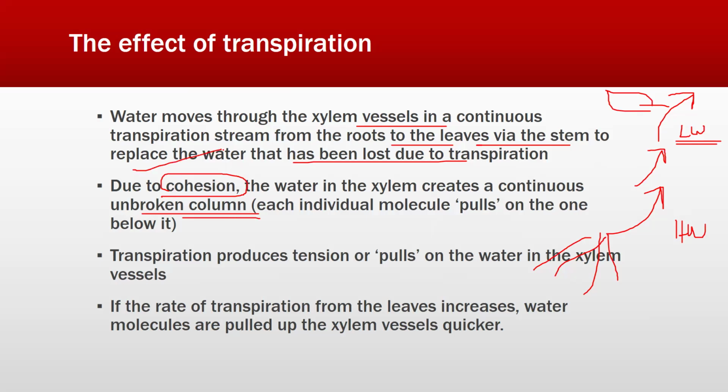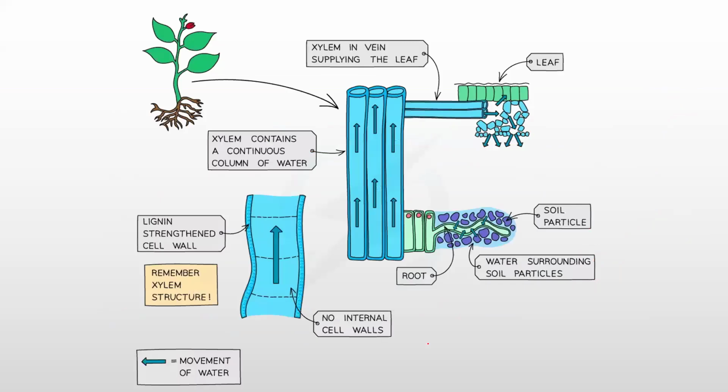There are two forces that ensure that water goes up in an unbroken column. Cohesion is the attraction between water molecules. Adhesion is the attraction between the water molecules and the walls of the xylem. Transpiration produces tension or pulls on the water in the xylem vessels. If the rate of transpiration from the leaves increases, water molecules are pulled up the xylem vessels quicker. So here you can see an unbroken column of flow going over here.